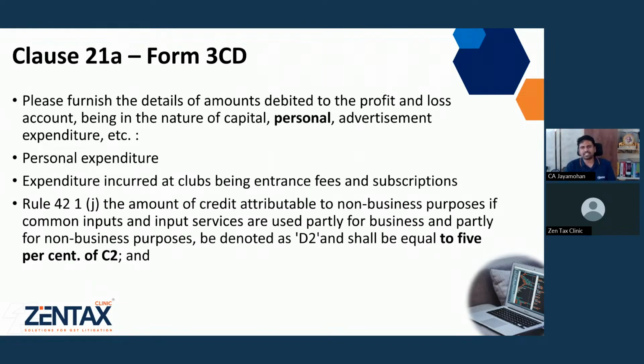Then comes clause 21A of Form 3CD. Here, while the tax auditor is verifying the accounts and analysing the financial statements, he might stumble upon some expenses. These expenses might be personal in nature. These aspects we generally come across in proprietorship businesses, where these kinds of expenses are very likely to happen.